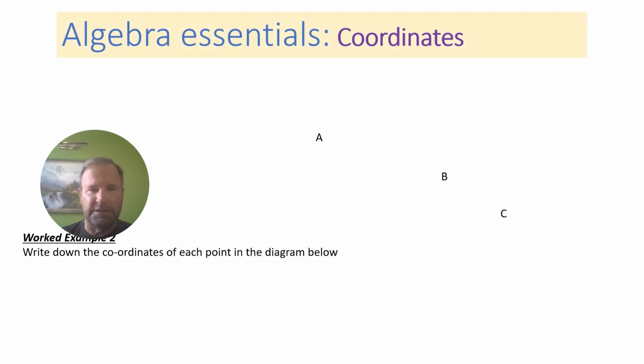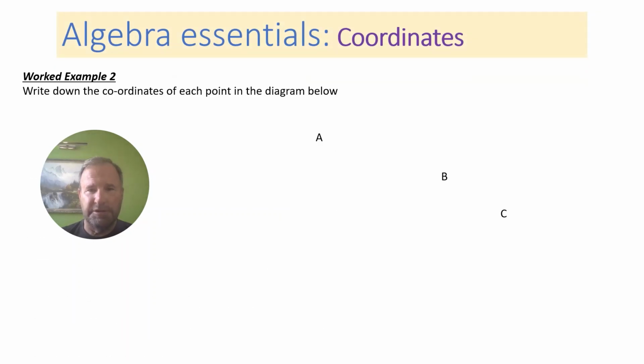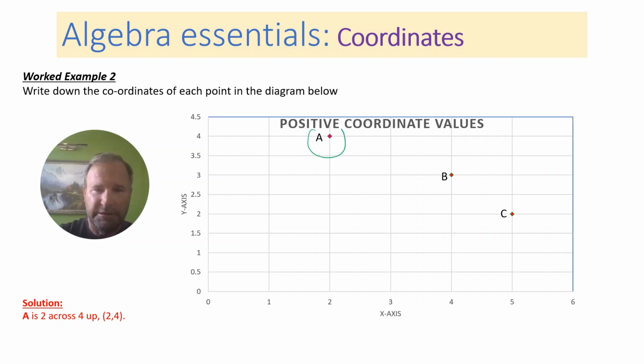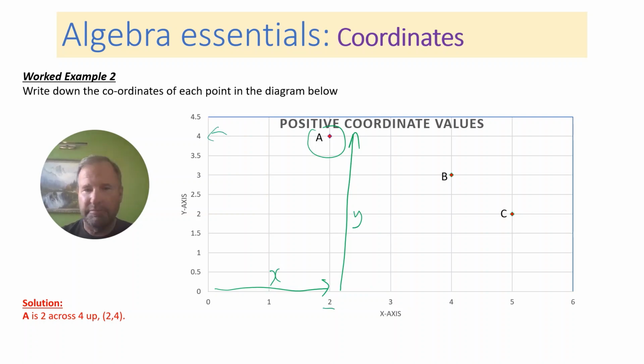Here's another example. Write down the coordinates of each point here. Now that we're given the points, can you write the coordinates? Here they are. A is 2 across, 4 up. If we look at A here, it's 2 across, which is your x, and then 4 up, which is your y. You can see your 4 here, and your 2 here. Remember, the notation is the x coordinate followed by the y coordinate.